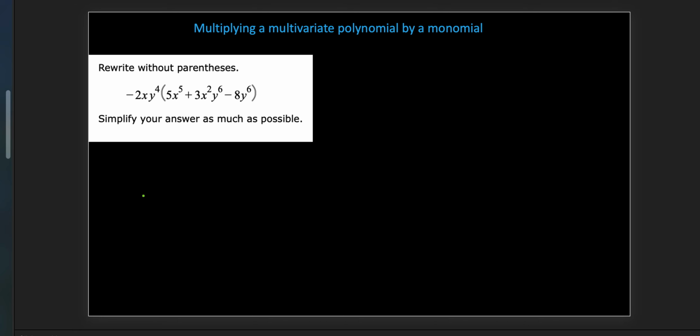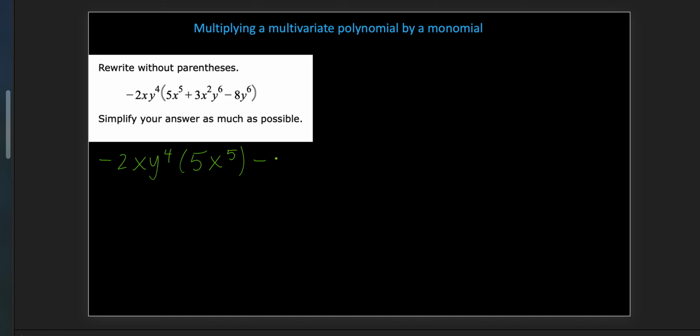In this problem, we'll be multiplying a multivariate polynomial by a monomial, as Alex calls it. So basically distributing this monomial here to each term inside the parentheses. And this is what it looks like. Negative 2xy to the fourth times 5x to the fifth.